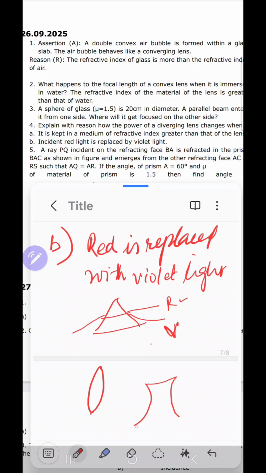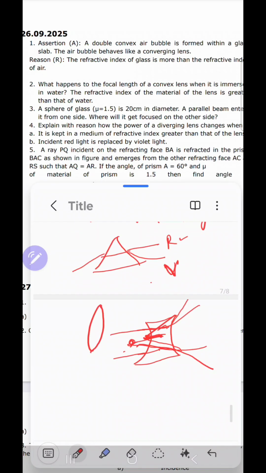I'm making a diverging lens when a parallel beam of light falls on it. So here they would appear to come from this point. So this is the focal length. Now when red color is replaced by violet, then refraction would be more. So more bending would take place and the rays would appear to come from this point. Now you see here the focal length would be decreased.